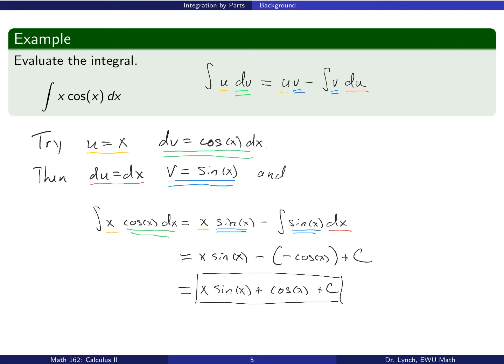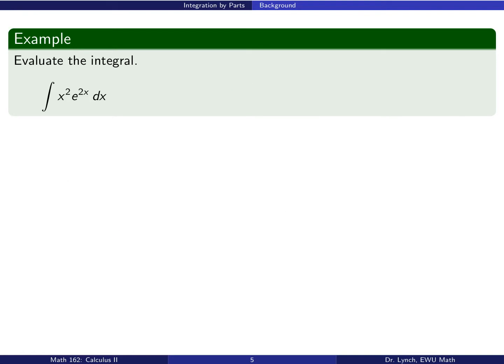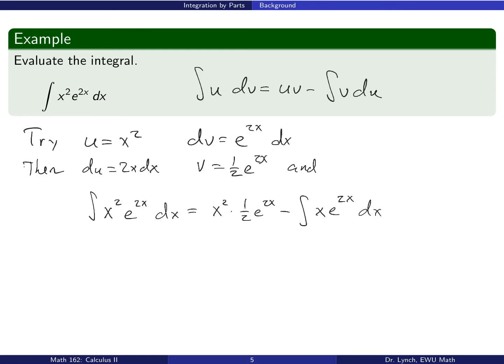Okay, super. Here's another example. Let's go ahead and have a look at the integral x squared e to the 2x dx. So same strategy here, choose u and dv, compute v and du, write the integration by parts formula, and hope that your new integral is no worse. So here's integration by parts applied to this integrand. u is x squared, dv is e to the 2x. We can compute du is 2x dx, and of course v is 1/2 e to the 2x.